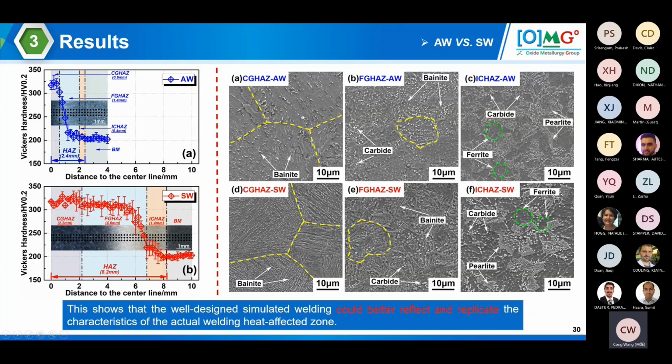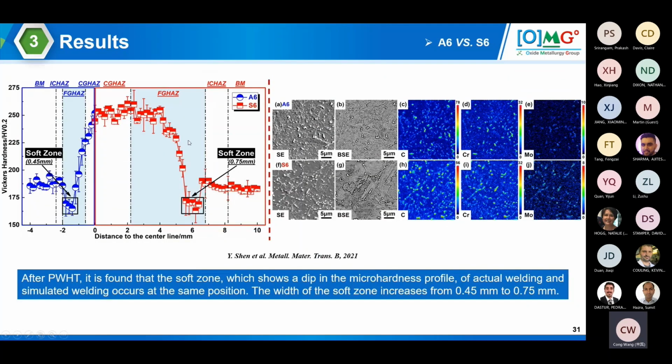And we have a comparison of the microstructure here: actual welding, simulated welding, fine-grained HAZ as compared to fine-grained HAZ, coarse-grained HAZ as compared to coarse-grained HAZ, and also the intercritical region. What you are seeing is that we are able to get an almost identical, or at least similar, microstructure, and a relatively comparable hardness profile. And the story does not stop there.